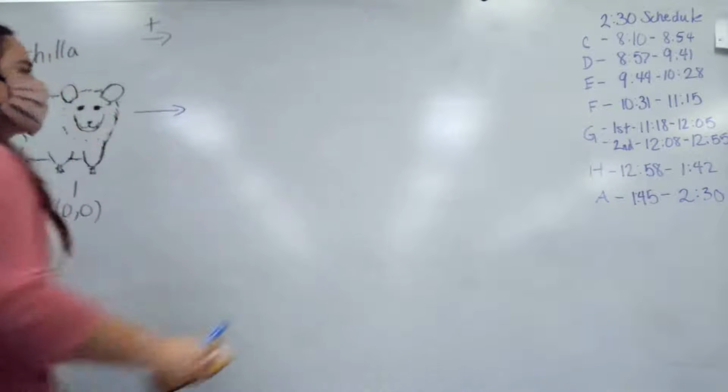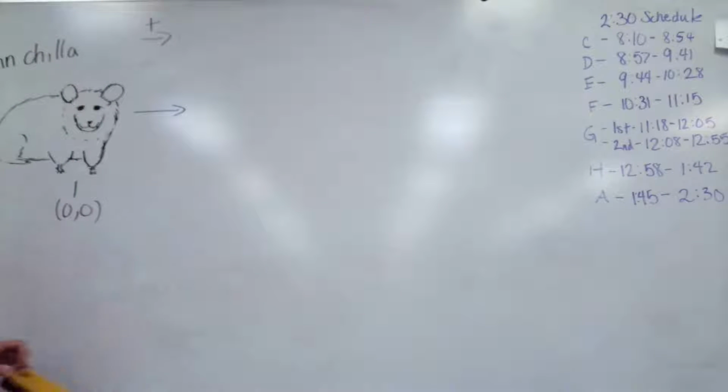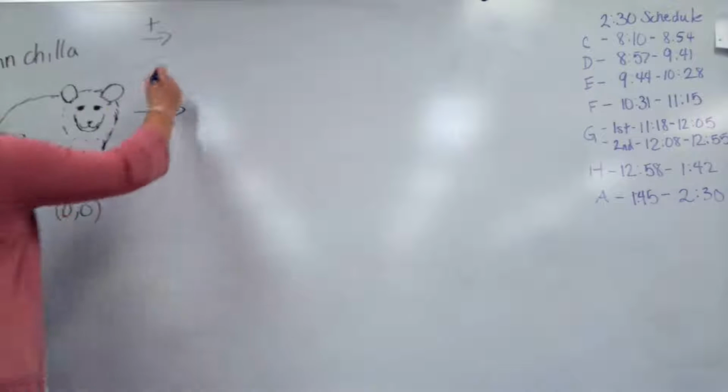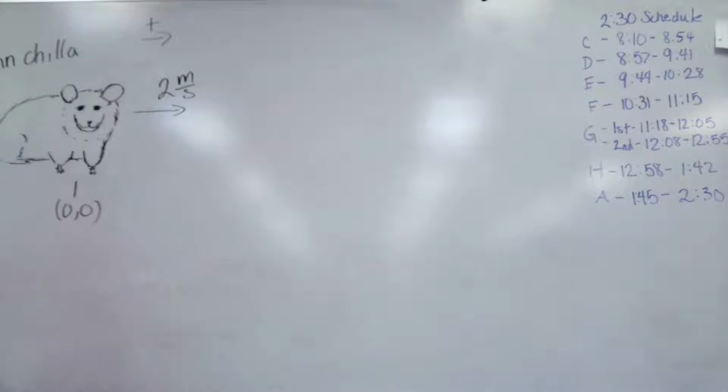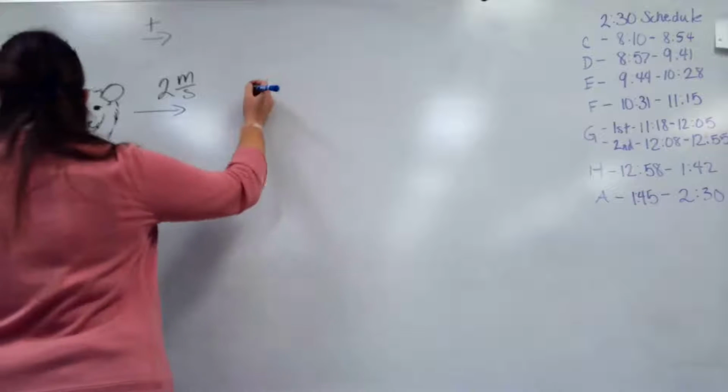Let's use meters per second this time so we can get a little bit more reasonable of a time. Let's say that we know our chinchilla likes to go 2 meters per second. But our chinchilla doesn't like to go 2 meters per second for very long. So maybe our chinchilla only likes to go 2 meters per second for 5 seconds.